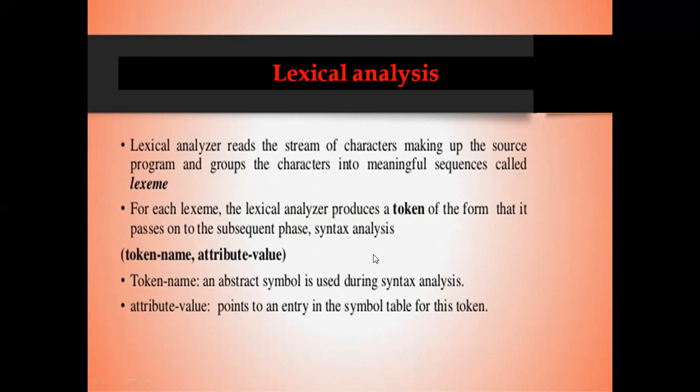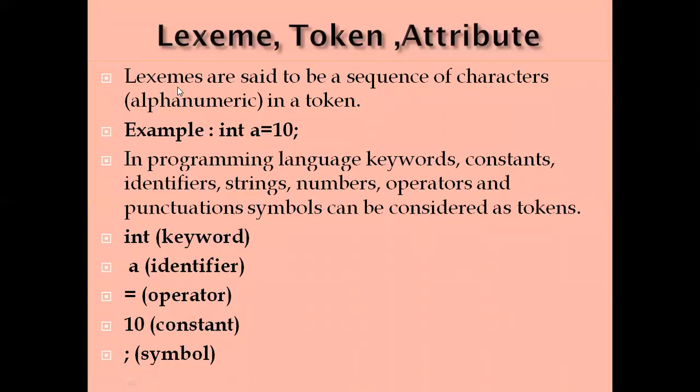So I will explain it with an example. That means after lexical analysis, it will analyze the lexeme and produce the tokens. These tokens will be maintained in a symbol table. Where they are maintained in the symbol table depends on the attribute value. Okay, that is the meaning of this. The lexeme will produce the token, and the token will be maintained in a symbol table depending upon the attribute value. So here, this is the lexeme. Lexemes are said to be a sequence of characters in a token.